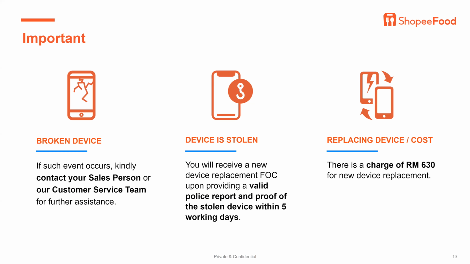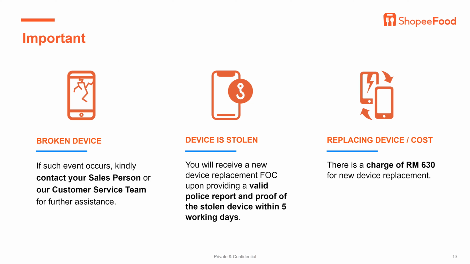So moving on, there are a few important things that you need to know, especially when your device is broken. What you have to do is contact your Shopee salesperson or our customer service team for further assistance. And if the device is stolen, you will receive a new device free of charge, but there must be proof of the stolen device, which requires the merchant to provide a police report for us to proceed further, or else there will be a charge of 630 ringgit for a new device replacement. This also applies if the device is stolen or broken due to the merchant's negligence.